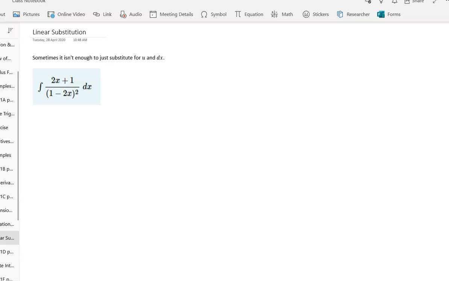Often when you're doing integration by substitution, just by substituting in the u and the dx, it doesn't quite get you the answer you need, or there's more that you need to do. And so this is an example of one of those such situations. This is taken from example 11 on page 399.